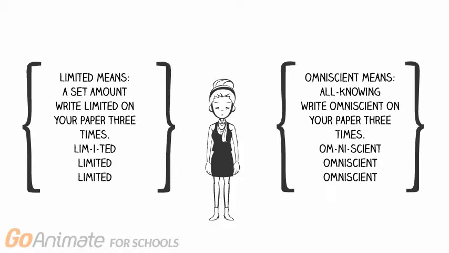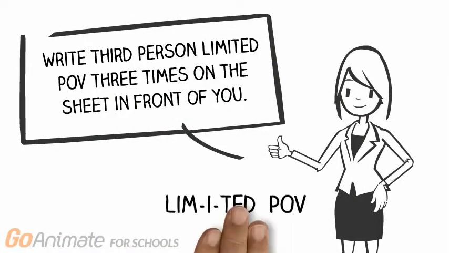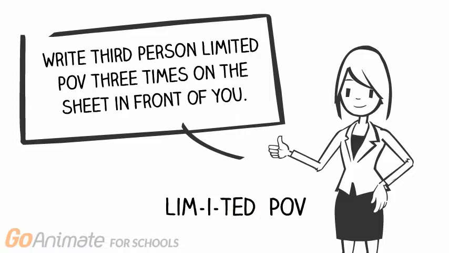Omniscient means all-knowing. Write omniscient on your paper 3 times. Omniscient. Write third person limited POV 3 times on the sheet in front of you. Limited POV.